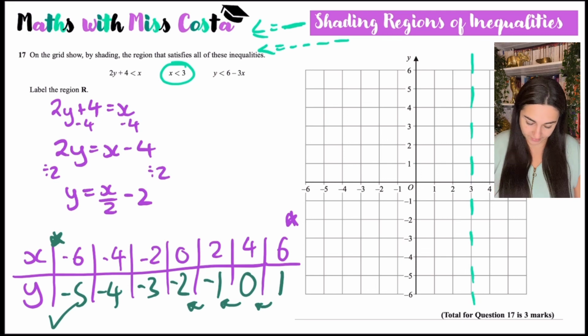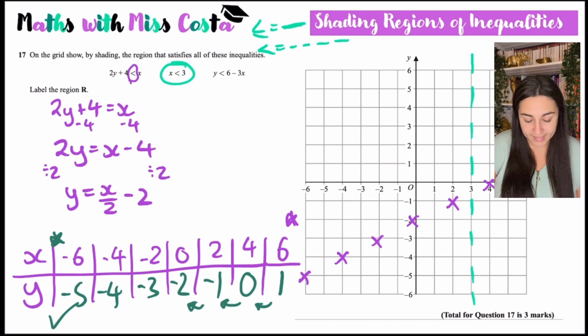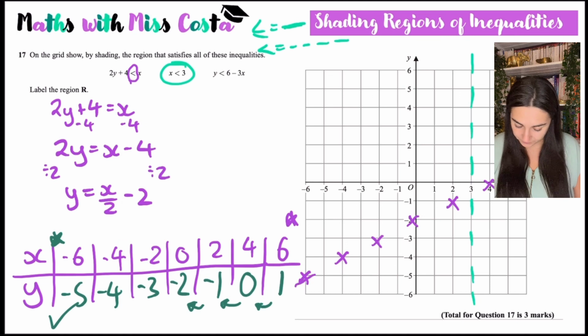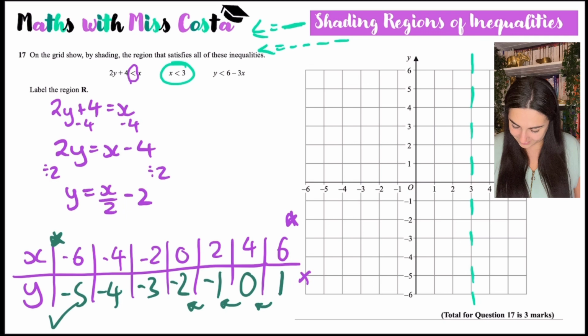So now let's draw this line, and I'll make it pink. So (-6, -5), (-4, -4), (-2, -3), (0, -2), (2, -1), (4, 0), and (6, 1). Okay, so you've drawn your line. Again, it's a less than line, so it's going to be a dotted line. Actually, so now I know where it is, I'm just going to get rid of the X's because they're a bit clunky on here. So draw your line.